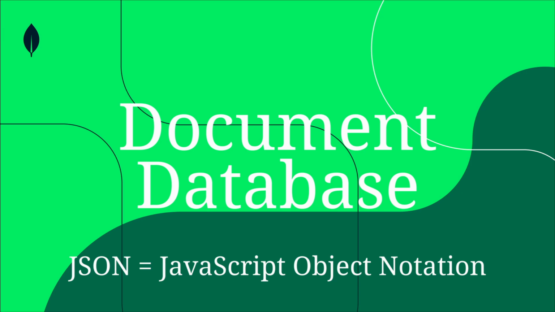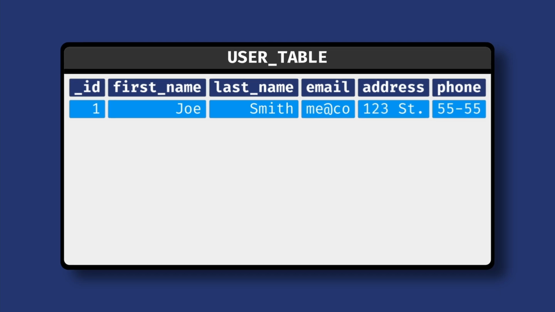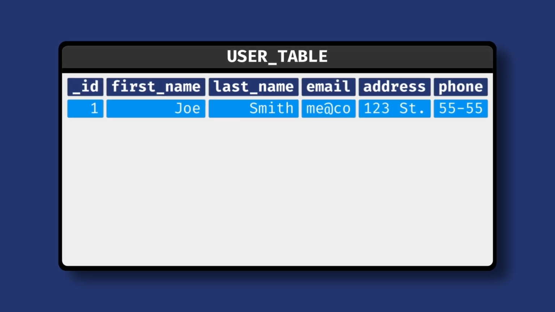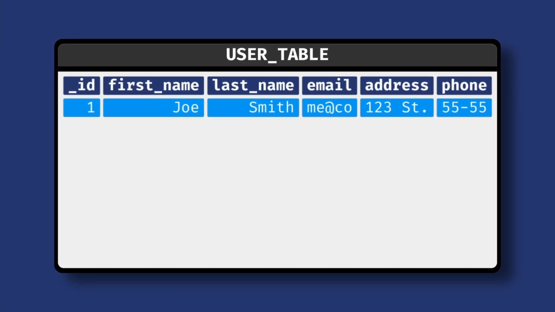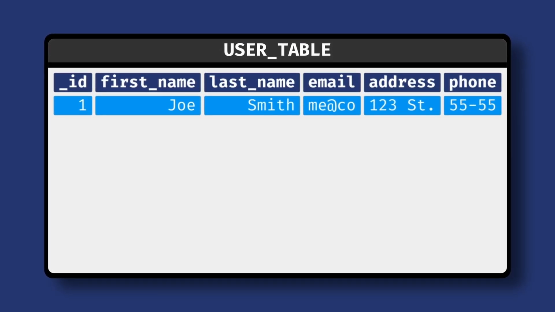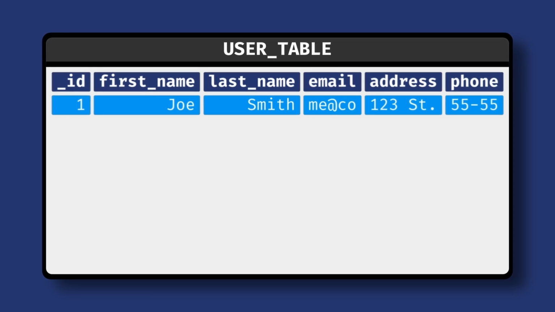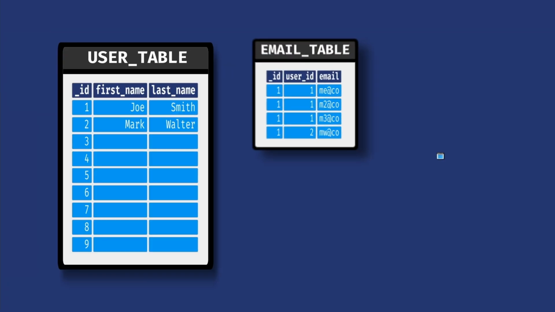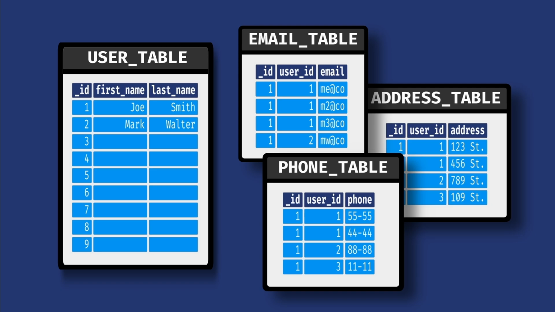This is fundamentally different from a relational database. Many start with and are familiar with relational databases because they've been around for decades. Relational databases structure data like a spreadsheet. Data is stored in rows and columns, and each row is a record and each column is a record field. And you'll have multiple tables connecting all of the related data together.